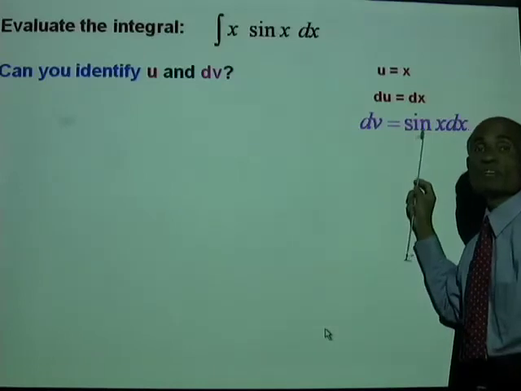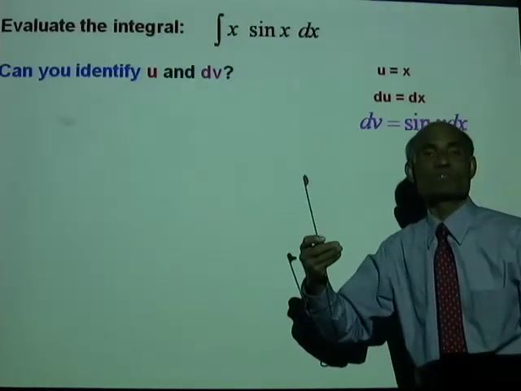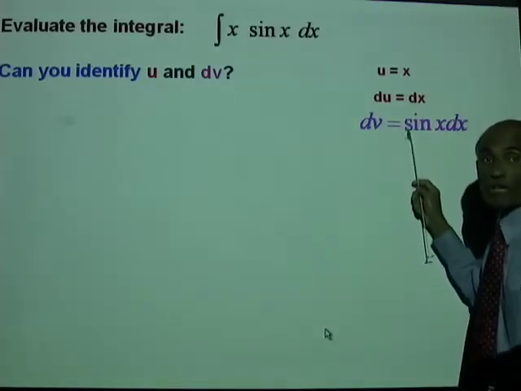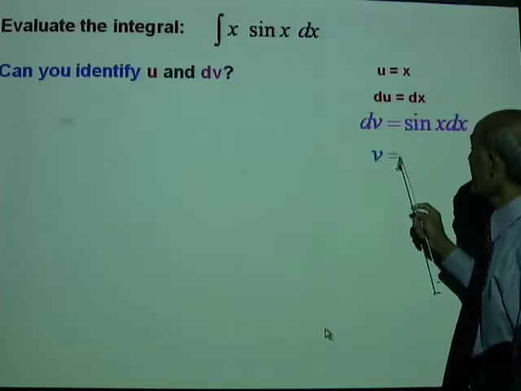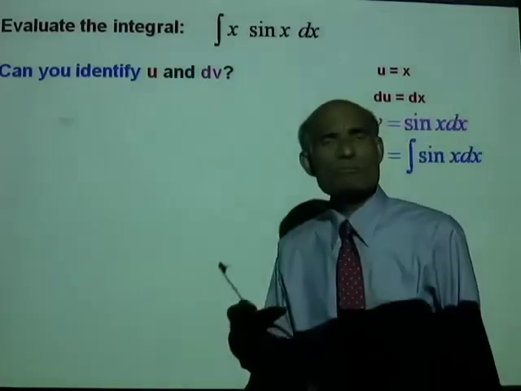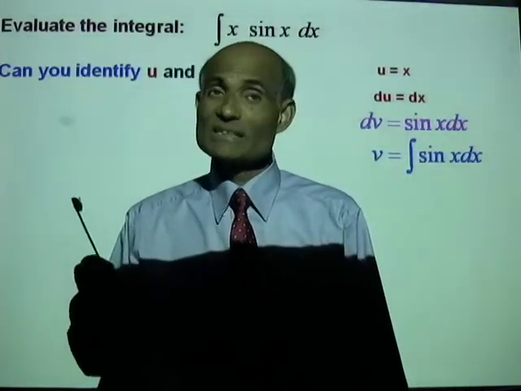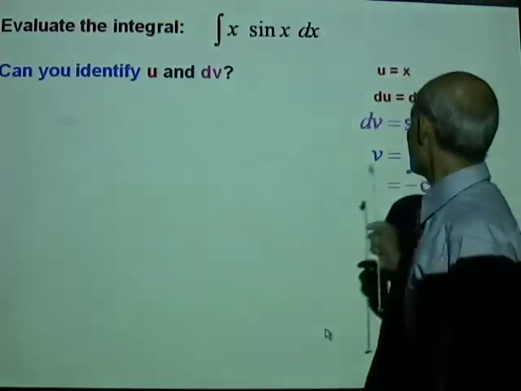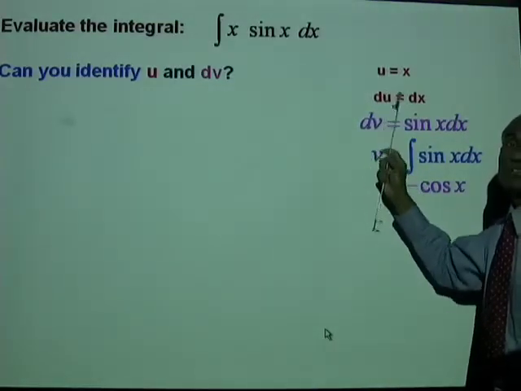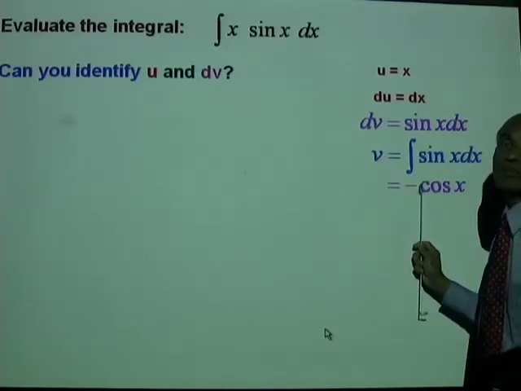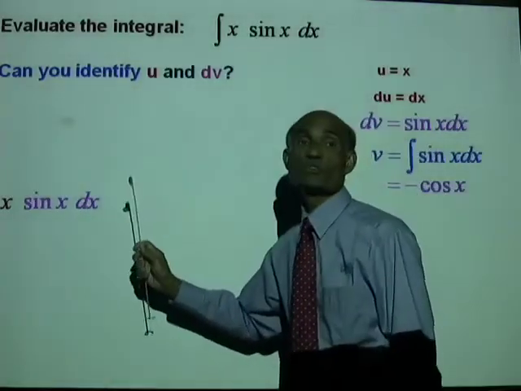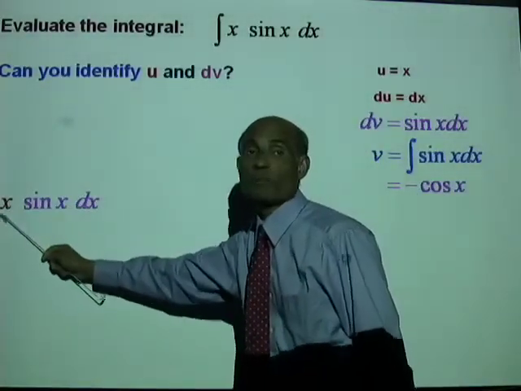Alright, if dv is sine x dx, what is v equal to? V will be integral of dv, and therefore integrate the right hand side. V equal to integral sine x dx. What is integral of sine x dx? Alright, it is negative cos x. So again, you have u, you have du, you have dv, and you have v. We can use them to write our integral using the uv form. So what does this become now?